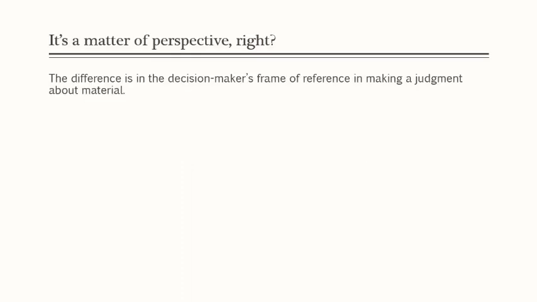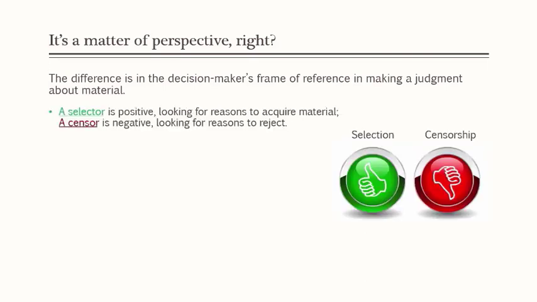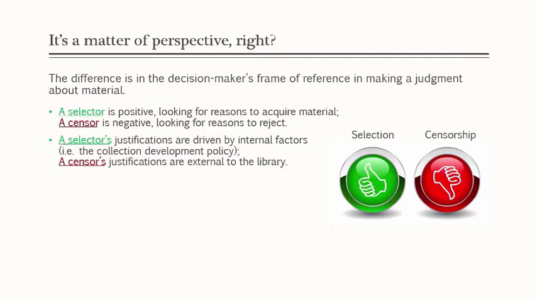So let's look at the frame of reference with which we can look at censorship versus selection. Now you'll notice up here, selectors are good, censors are bad, because it's all in how we frame it. But a selector is, in essence, a censor. But a selector is positive, looking for reasons to acquire material, whereas a censor is negative, looking for reasons to reject material. Our justifications are driven by internal factors, our collection development policy, our knowledge of our users' needs. That's a good thing. A censor, on the other hand, has justifications that are external to the library. Again, censors are bad. Selectors are good.